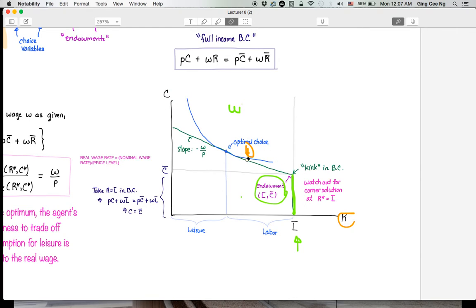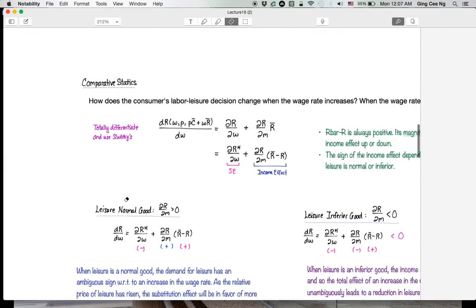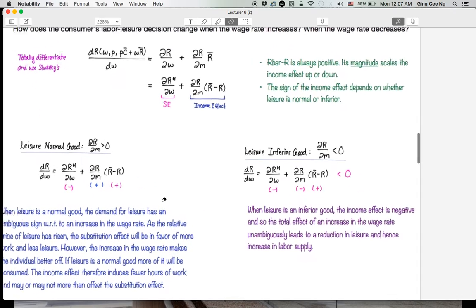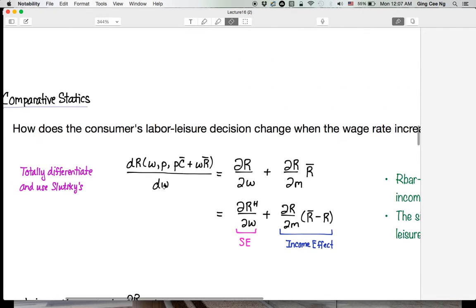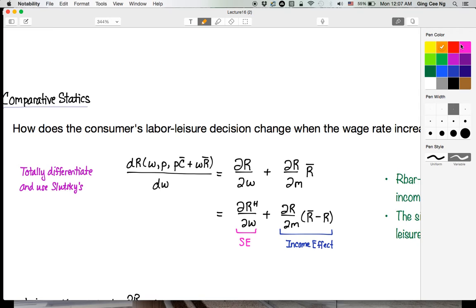So what we'd like to be able to do is decompose this effect using the Slutsky equation. So, comparative statics. What we can do now is totally differentiate R. This function is just our Marshallian demand for leisure. It's a function of the price of the x-axis good, which is our wage, the price of the y-axis good, which is the price level, the price of all consumption goods. And then here is our endowment. It's like our income coming from our endowments.